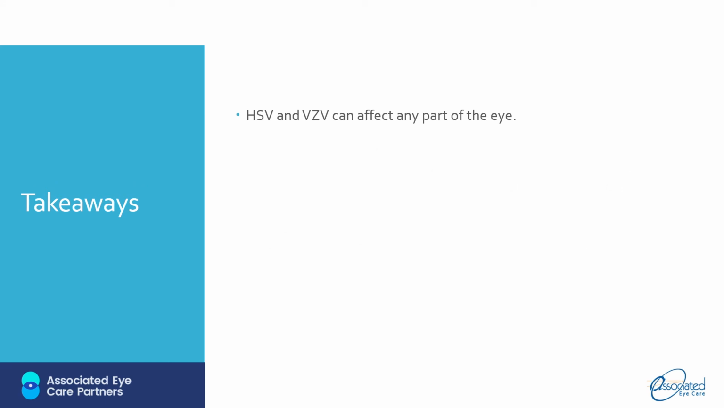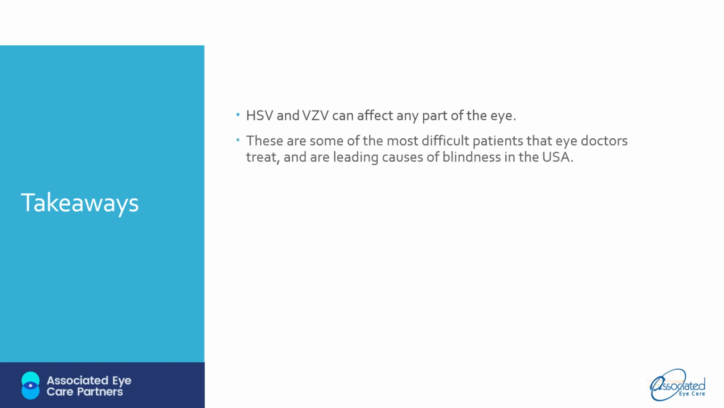So takeaways. Herpes simplex virus and varicella zoster virus can affect any part of the eye from front to back. They're serious infections. These can cause blindness. We typically have to balance antiviral and anti-inflammatory treatments. For shingles, the antiviral has to be oral.